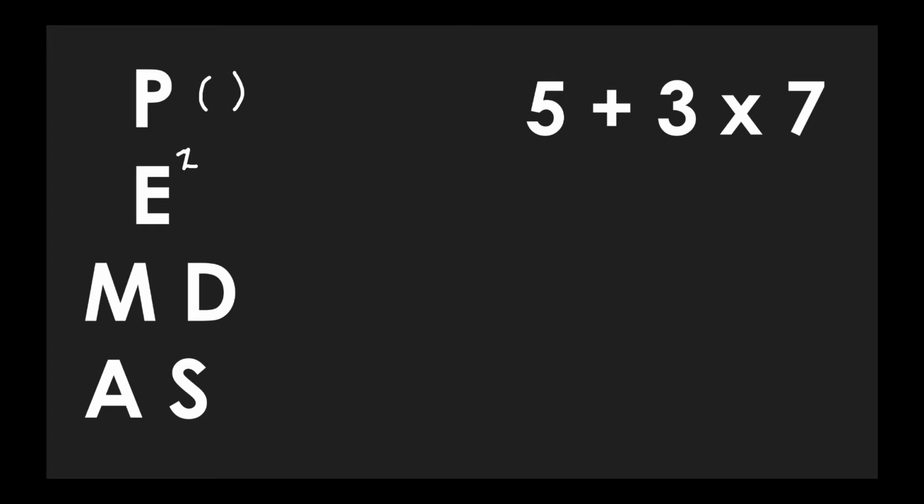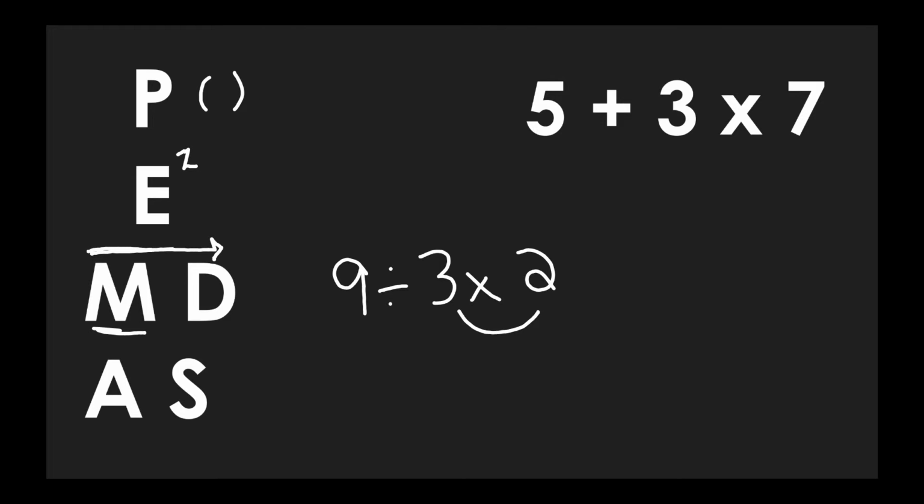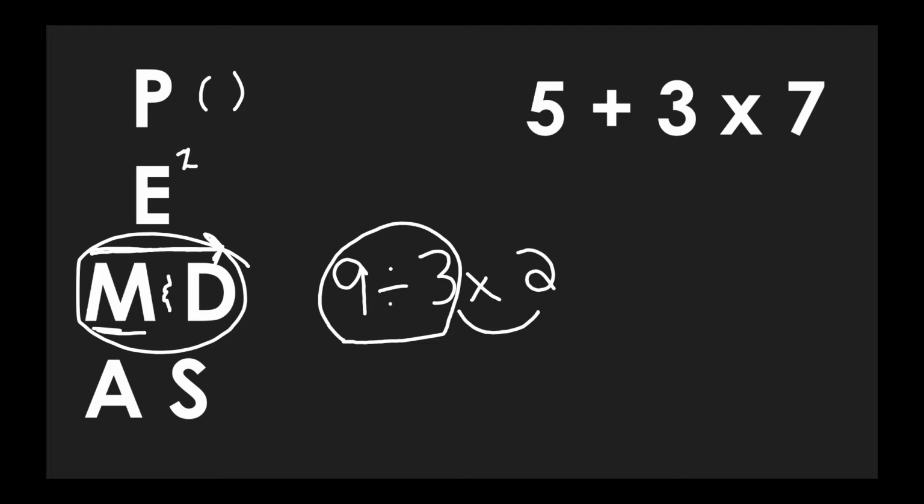Then you do multiplication or division from left to right. So for example, if I had a problem that was like this, just because the M is listed first doesn't mean that we do this problem first. We go from left to right for multiplication and division. So we start here, and since we have a division problem first, we have to do that because it's multiplication or division from left to right. So we say 9 divided by 3 is 3, and then 3 times 2 is 6.